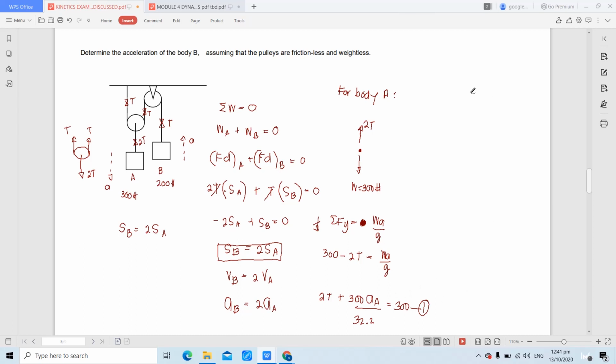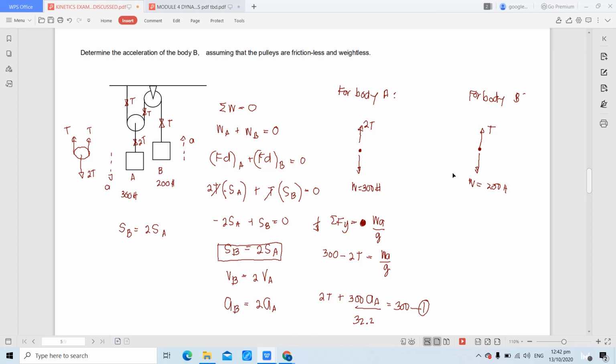Now analyze the free body diagram of body B. Assuming this is body B, what forces act on body B? We have weight. Weight is going downward, 200 pounds. And then we have tension going upward. The tension on body B is tension T only. And then, nothing else. That is the only force acting there.